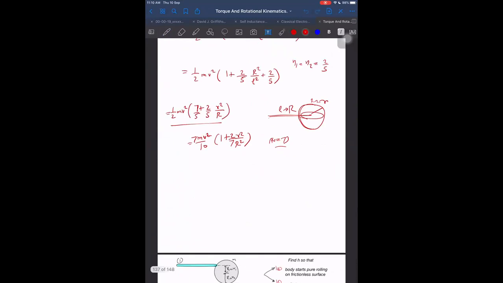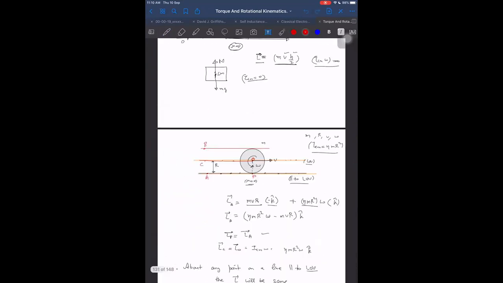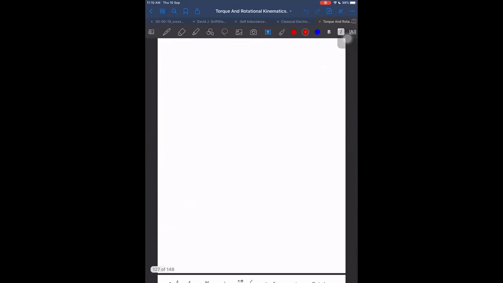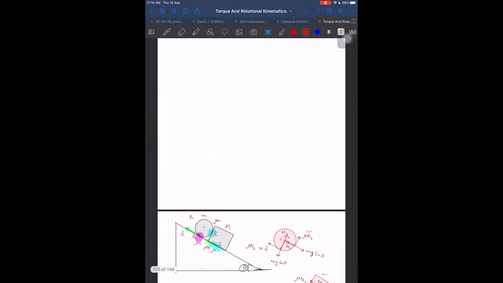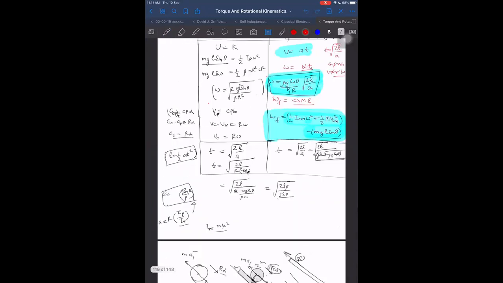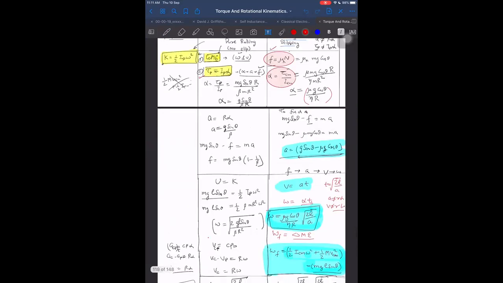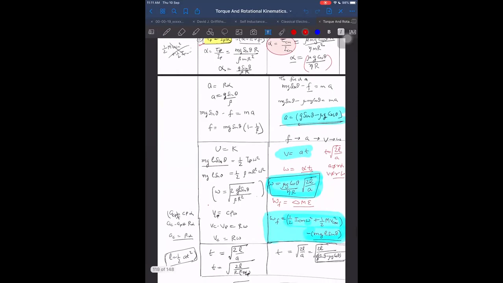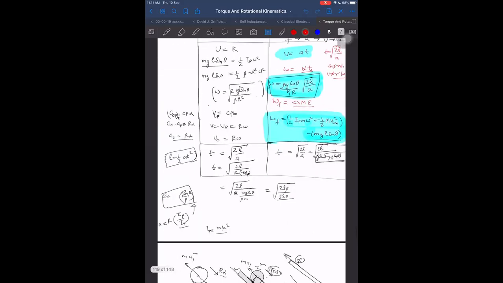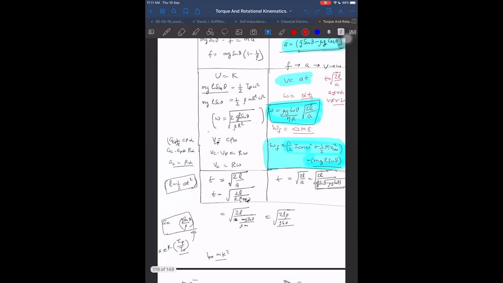Where is that problem? Rolling down the incline. This one, no. Where we started for the first time. I think here, and here I may have proved it somewhere. What we want to find out now is the condition for just sliding. Did I find it here or not?